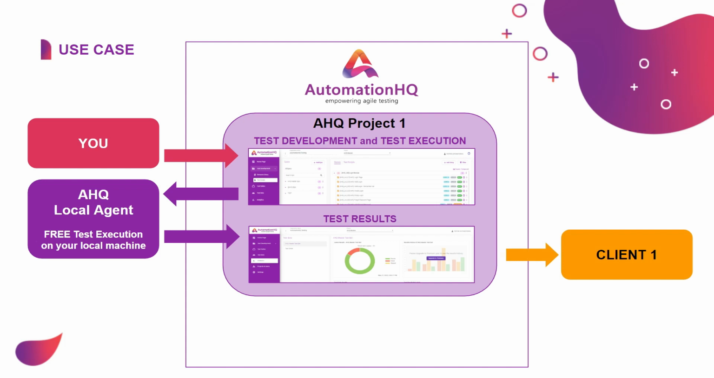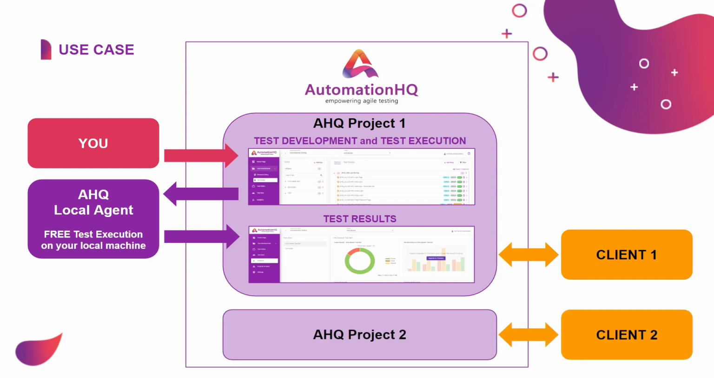In addition, your client might give feedback regarding the test results. And all you have to do is go back to the test development phase to develop the test scripts. This is also possible if you have multiple clients. Automation HQ allows you to create as many projects for free.